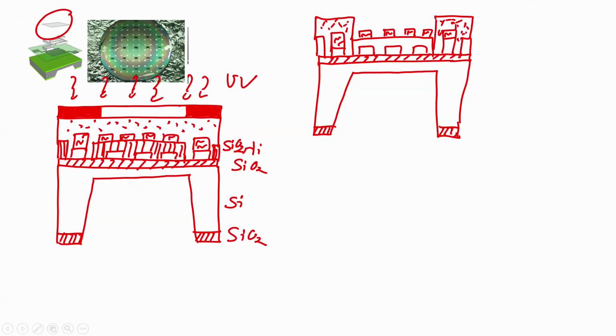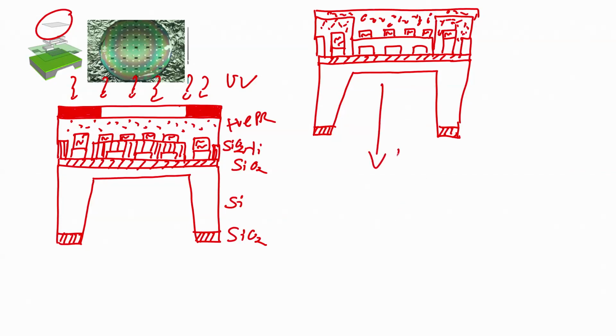I will get this kind of pattern, right. PR will get developed because it is a positive PR, right, and then I will deposit my sensing material on this. This is the top layer, like the circle is my sensing material.